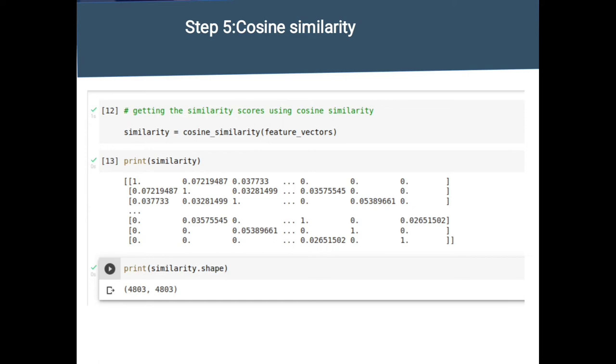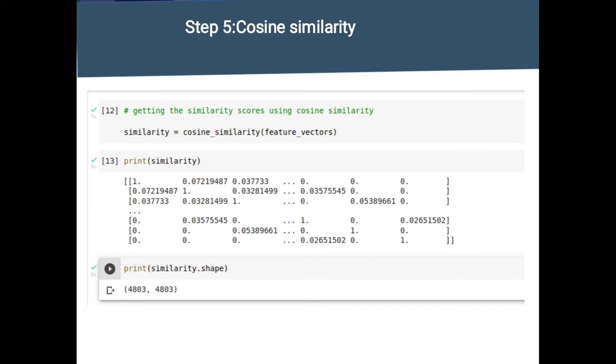Step 5 is cosine similarity. Here we get the similarity scores using cosine similarity. The syntax is similarity equals cosine_similarity of feature_vectors. Here we get the similarity score of each and every movie to the rest of the movies. Like we get the similarity score between each movie and all the rest of the movies present in the data set. That is the reason printing similarity.shape gives equal rows and equal columns.